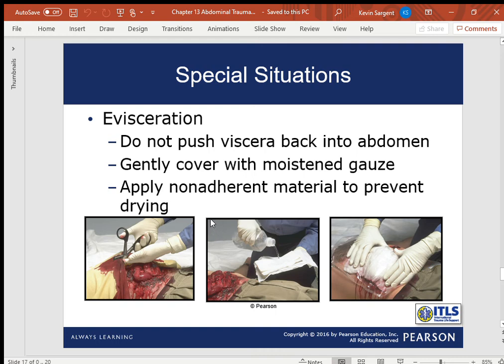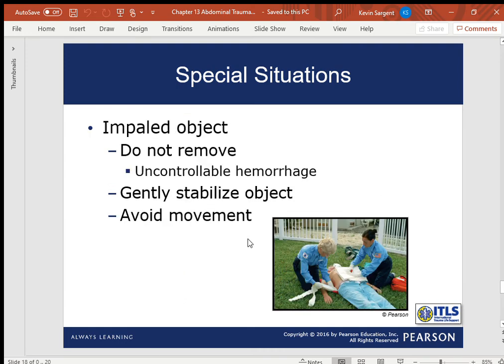Evisceration: if something is hanging out, do not push it back in. You want to cover with moistened gauze to keep the intestines from drying out, and then you want to put dry over the top. So put moist over the part and then dry over the top.